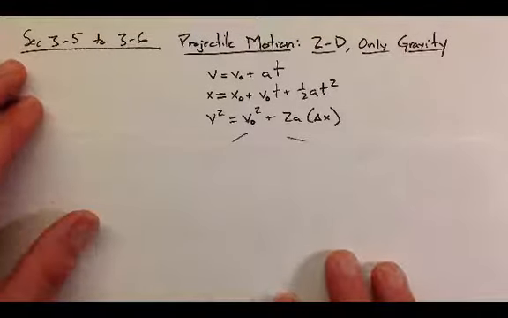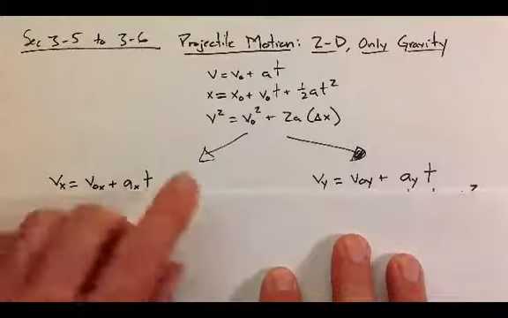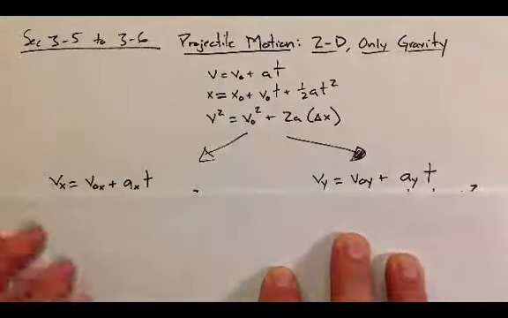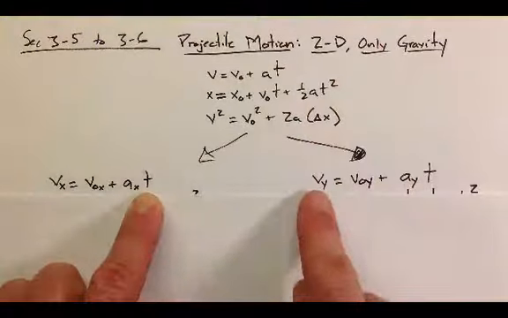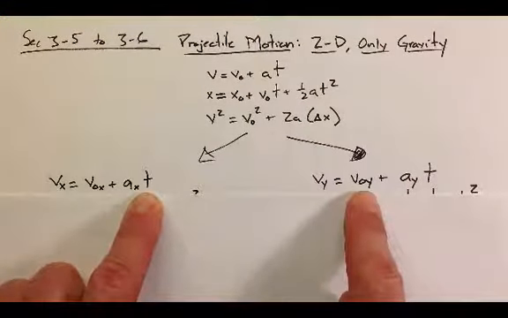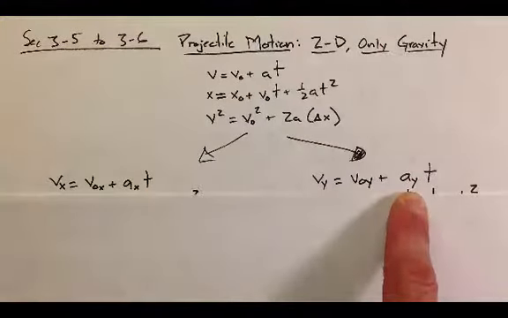What do you mean by that, Mr. Kirsten? Well, take each of these equations and turn it into two equations, one in the x direction, one in the y direction. So let's look at this first equation. Final speed equals initial speed plus acceleration times time. Really what that means is final speed in the x direction is equal to initial speed in the x direction plus the acceleration in the x direction times time. Or in other words, final velocity in the vertical or y direction is equal to initial velocity in the y direction plus acceleration in the y direction times time.